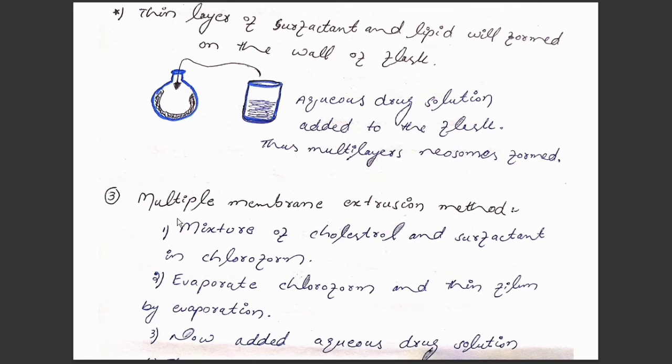So the third method is the multiple membrane extrusion method. So what is the extrusion process? The extrusion process is a process in which we pass something through a narrow hole. It's called extrusion, and the product we get is called the extruded product.